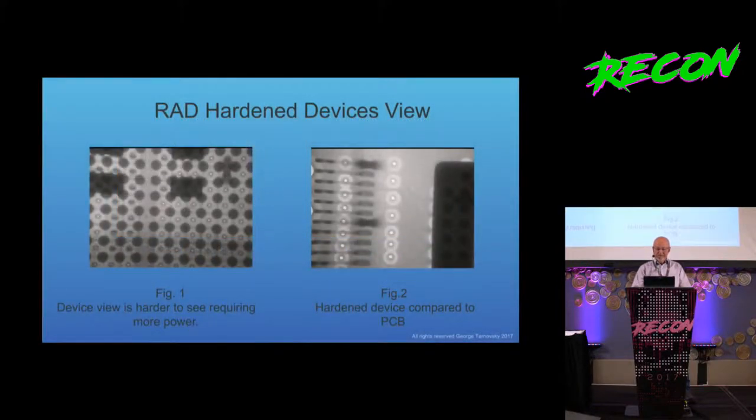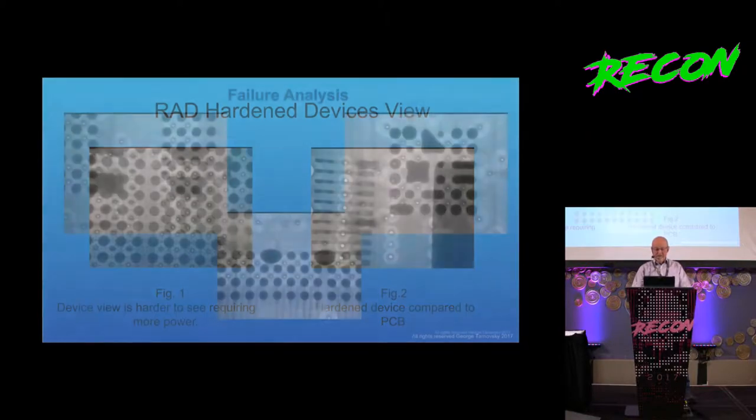So here's a rad-hardened device to the right side. Looking at it, left side, you're looking right through it, not a problem. But to the right side, you can see the rad-hardened device is obscured pretty well. That, again, you can see with an X-ray and go through it.